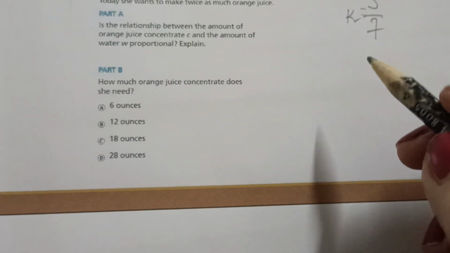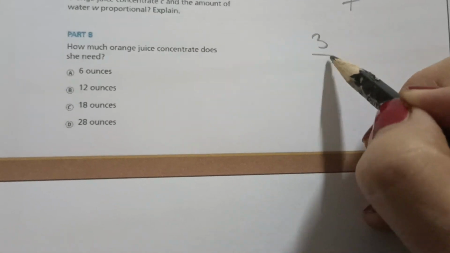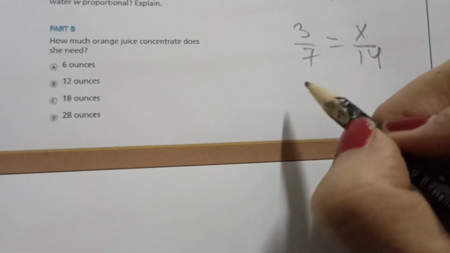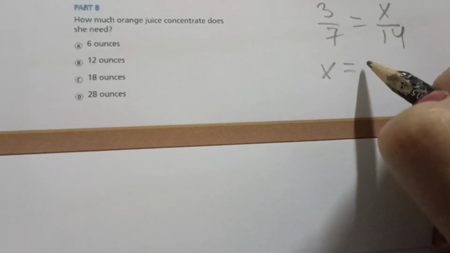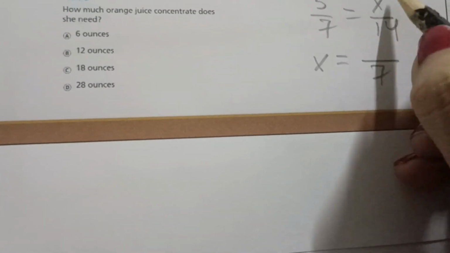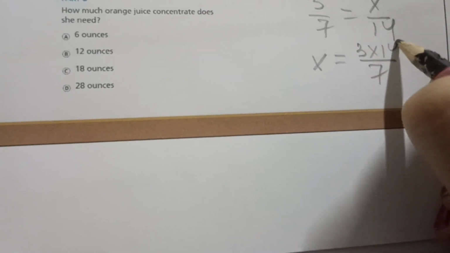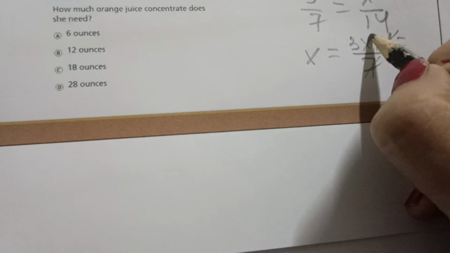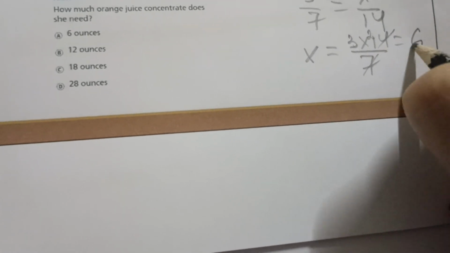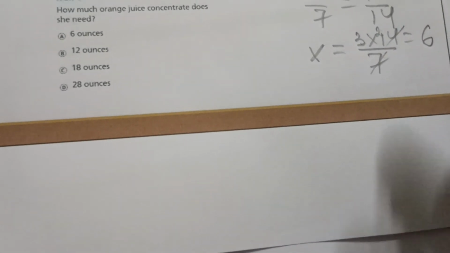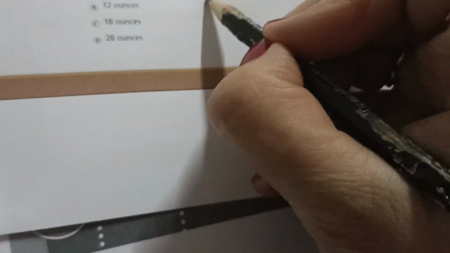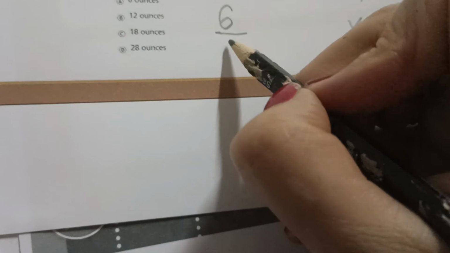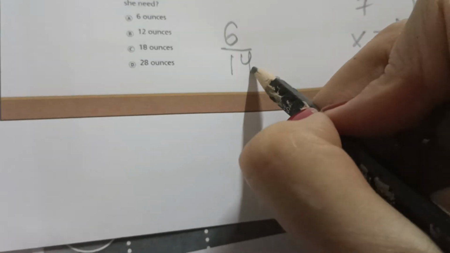So let us make a proportion, okay? So 3:7 is going to be x to 14 water. X of juice, we are looking for, 7 goes down. 3 multiplied by 14, okay, here you may just cross out and write here 2. 3 times 2 is going to be 6. So yesterday she used 6 portions of juice concentrate to 14 portions of water.